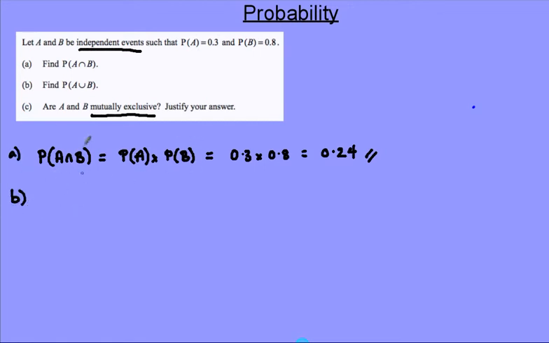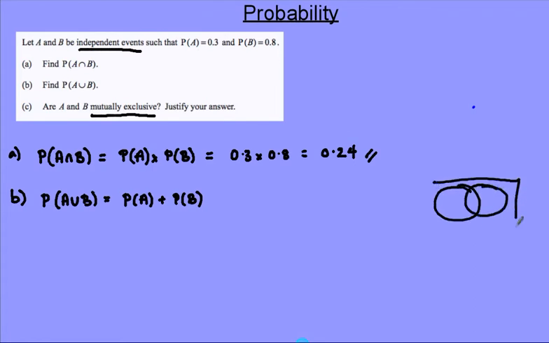B. The addition rule now. What we've got is that probability of A or B. The addition rule tells us that this will be the probability of A plus the probability of B. And thinking diagrammatically, if we think of a Venn diagram, the probability of A or B, all of this, but in adding the probabilities, what we do is we add this intersection twice. So the addition rule tells us to take it off.